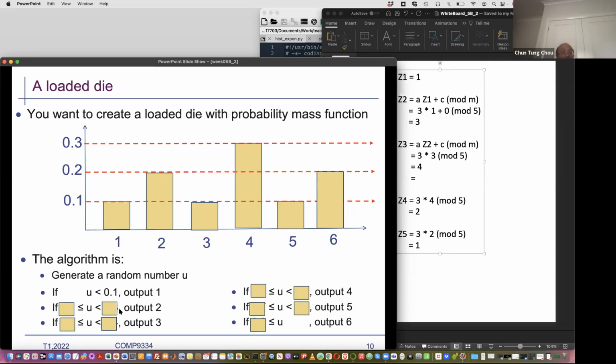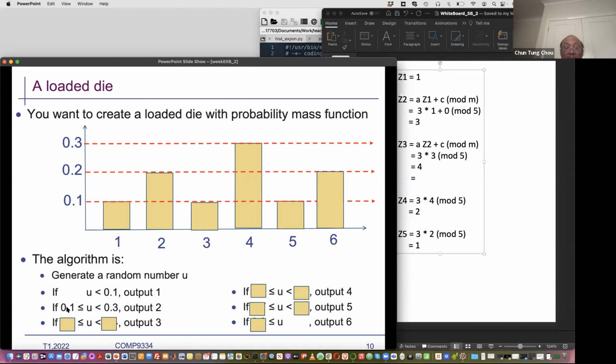Now I have all these numbers covered up, and I want to work with you to fill in what these numbers are. So what is the interval? If the number is less than 0.1, I'll put 1. But if u is in this interval, then I want to output 2. So what I will say is, if u is between 0.1 and 0.3, then I'll output 2. But why do I put 0.1 and 0.3? Because I've used the numbers less than 0.1 already, I cannot use them again. So I start from 0.1 again.